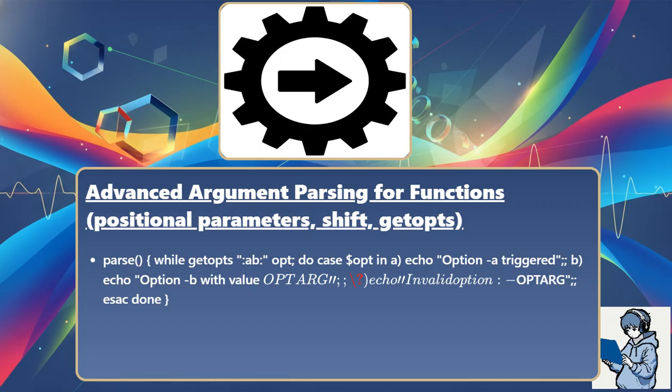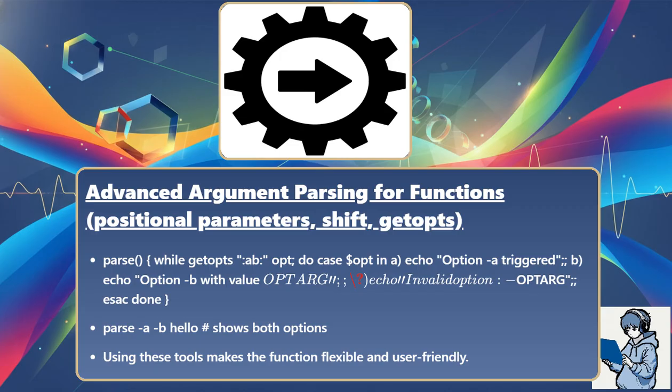A) echo option -a triggered; B) echo option -b with value $OPTARG; ?) echo invalid option $OPTARG. End case, done, end function. Parse -a -b hello shows both options. Using these tools makes the function flexible and user-friendly.